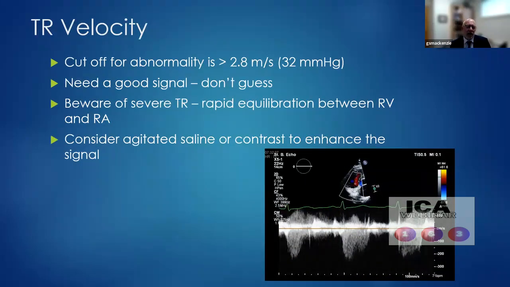Now, for the TR velocity, the cutoff for abnormality is greater than 2.8 meters per second. And remember, you need a good signal. Don't guess as to where you think the peak is going to be. Unless you can get a very clear signal, don't report the measurement. The other caveat to note is remember to use agitated saline or contrast to enhance the signal. That can sometimes help bring out the signal to make that measurement possible. And also beware of severe tricuspid regurgitation because there's very rapid equilibration between the right ventricle and atrium under these circumstances, and it doesn't create a reliable value.